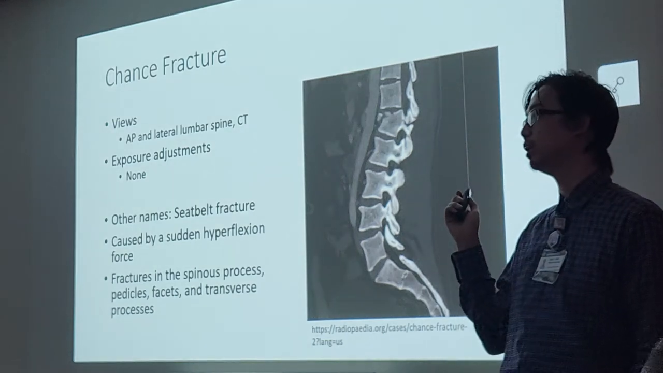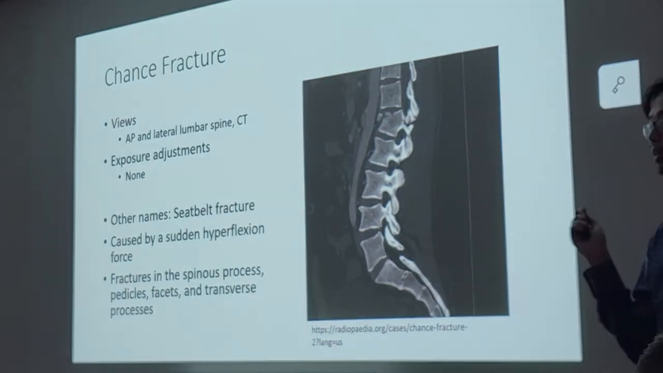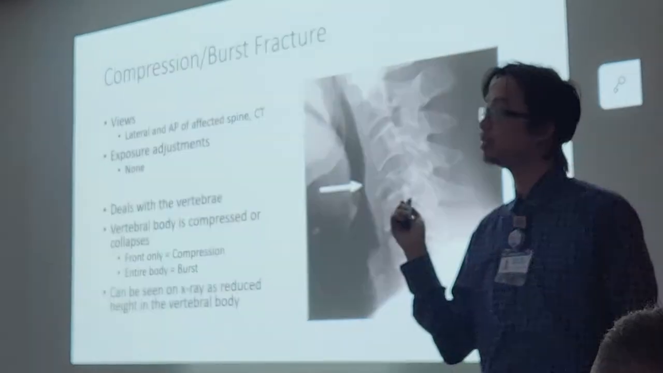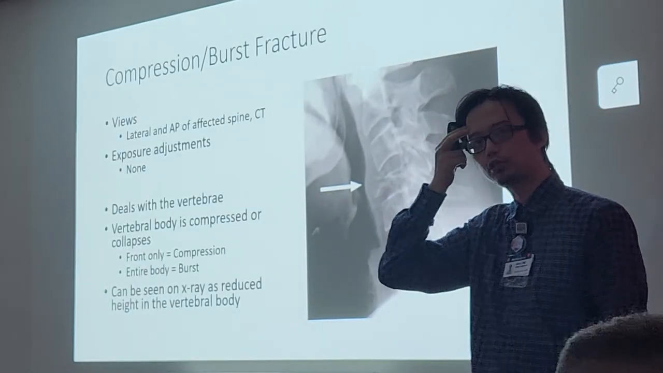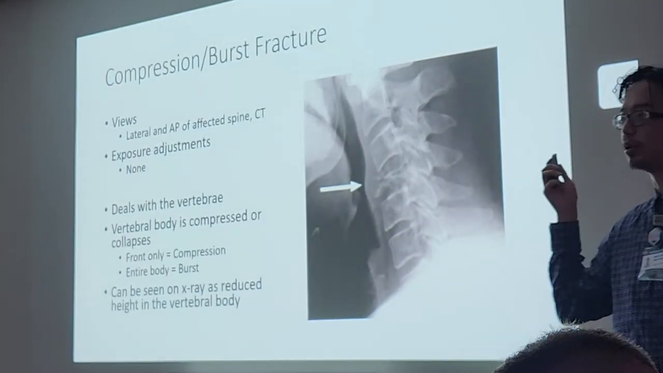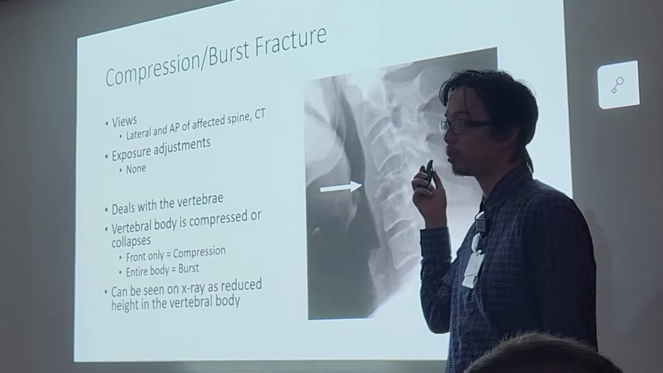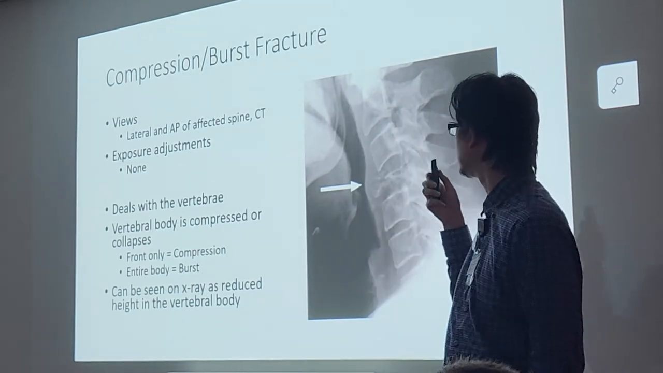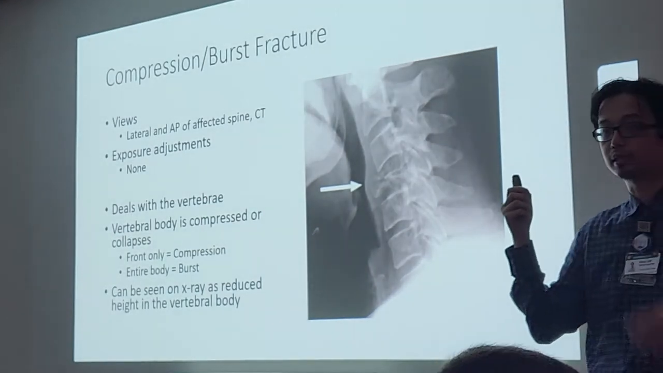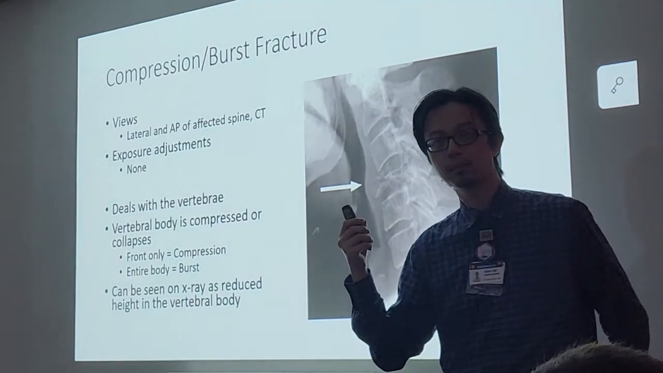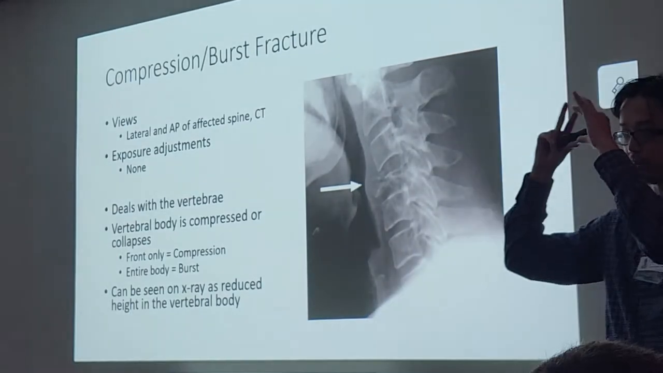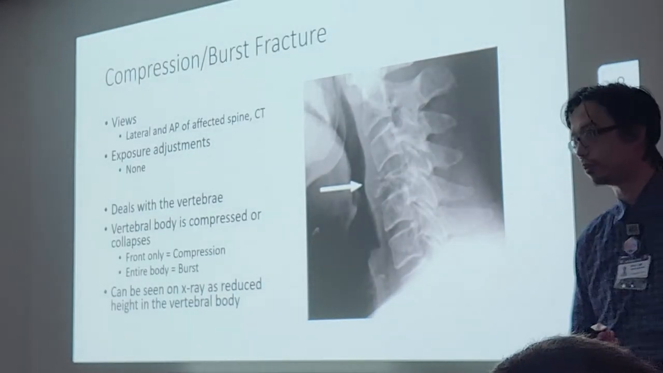latus and transverse, along with pedicles and fascicles. We had the compression fracture. Here, I also added in the word burst fracture. Compression and burst fractures are really similar. The only difference here is that with compression, it's the front part of the spine that you see a change in height in. For burst fracture, the entire spine has kind of fractured and compressed and smushed together.